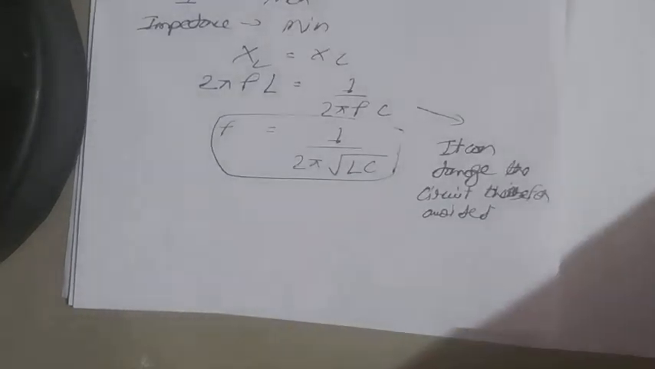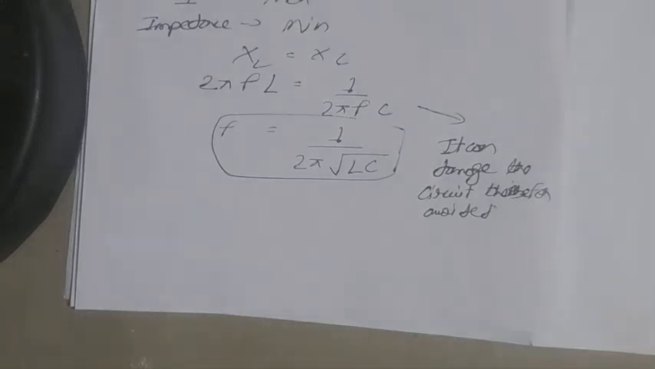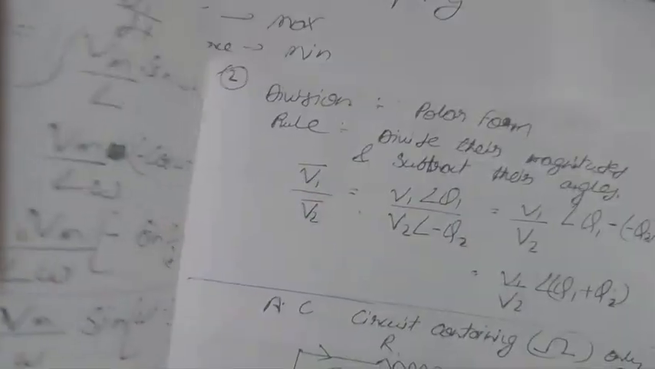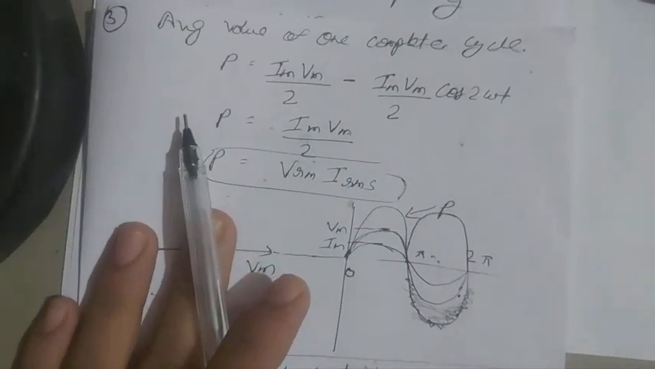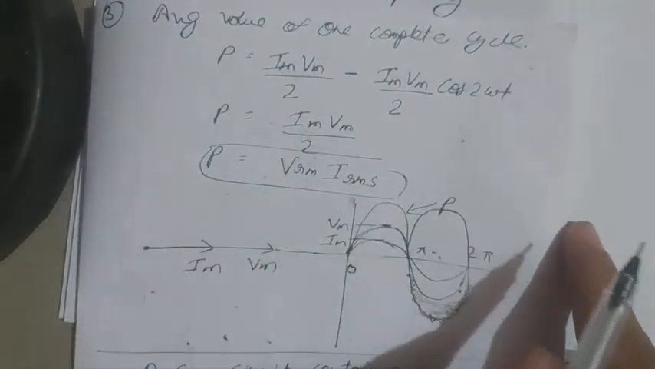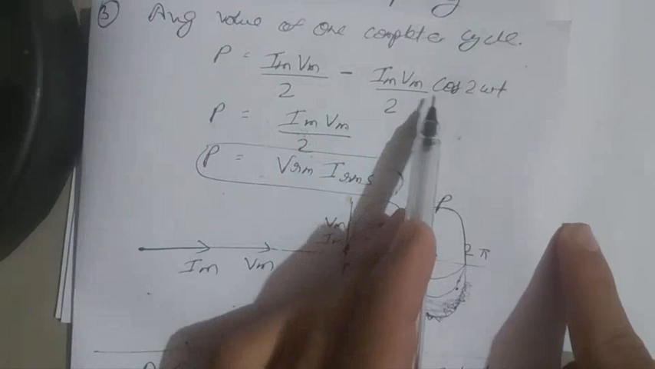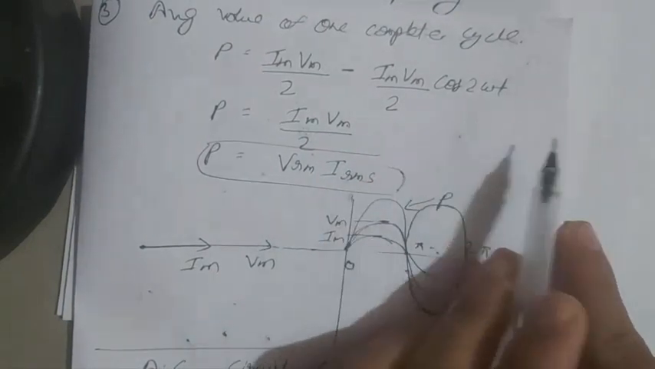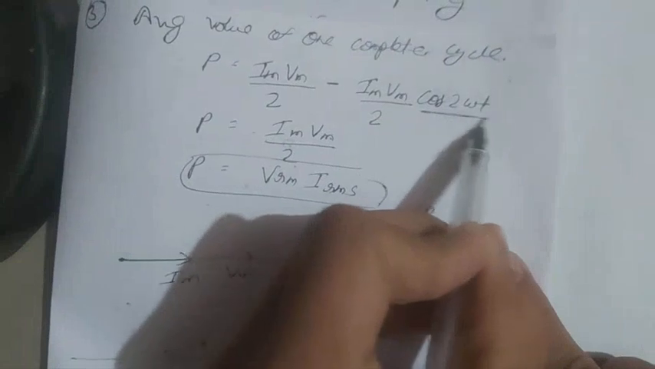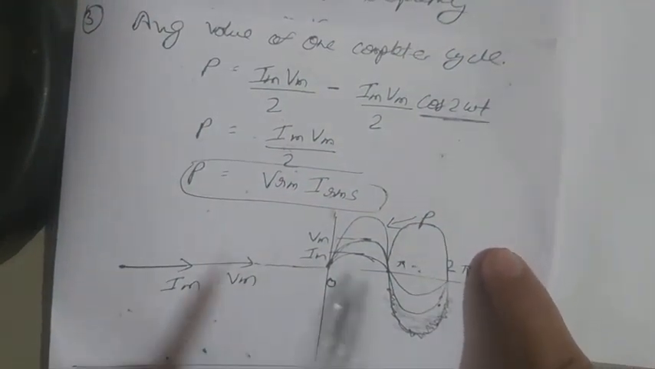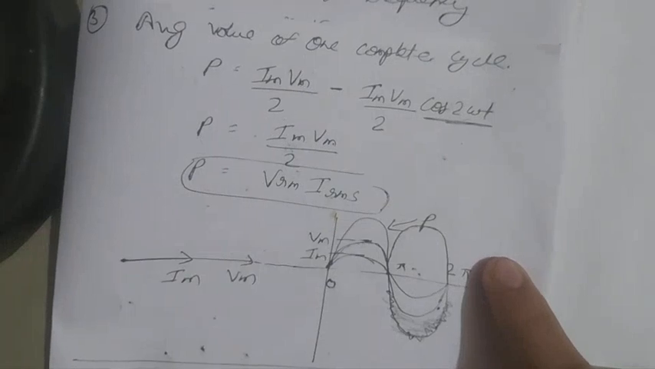After that, the average value of one complete cycle. So we obtain 1 minus cos 2 omega t. We multiply Im Vm by 2 with 1 and Im Vm by 2 with cos 2 omega t. So the average value of cos 2 omega t in a complete cycle is 0. So only Im Vm by 2 is obtained.